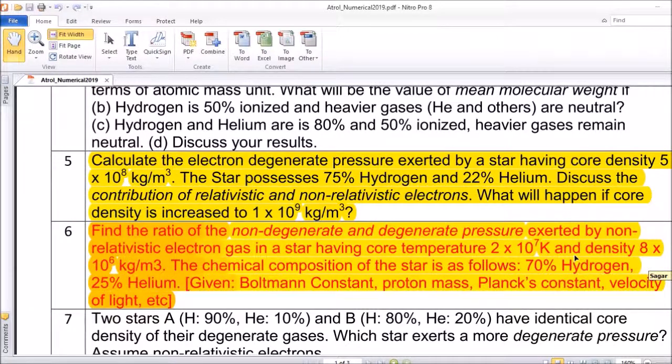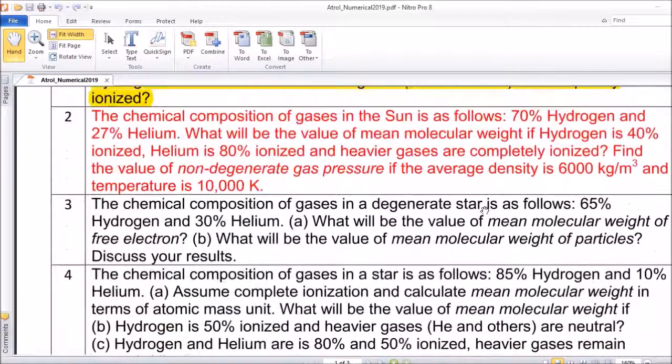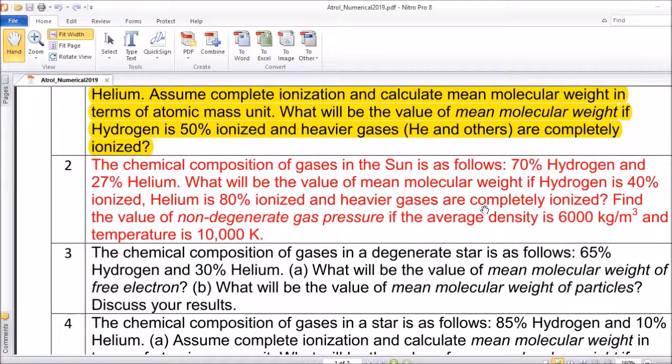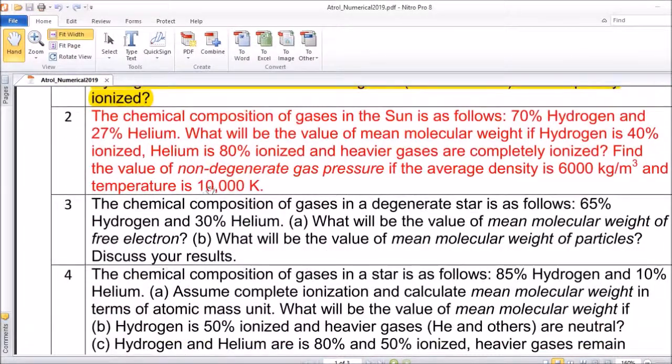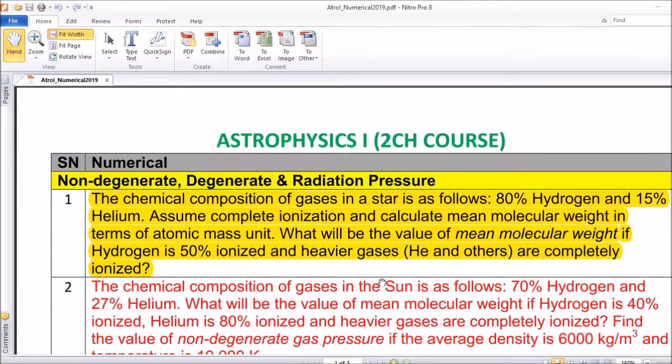In this video I'll talk about the numerical that we already discussed in the degenerate and the non-degenerate case. In the exam we can ask about this non-degenerate gas pressure. Let me take the chemical formula; I want to calculate the mean molecular weight in terms of atomic mass.